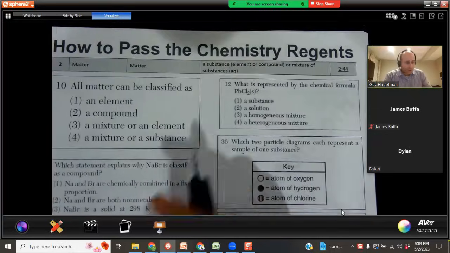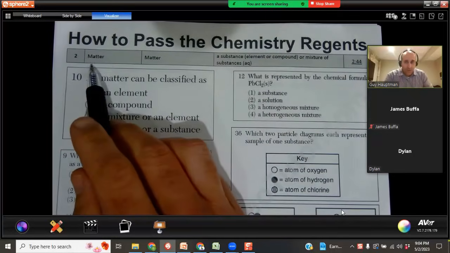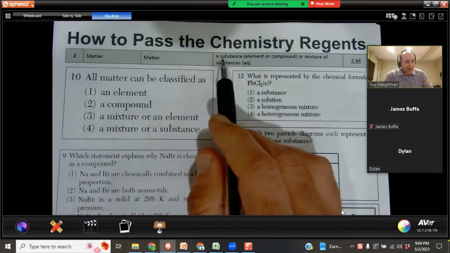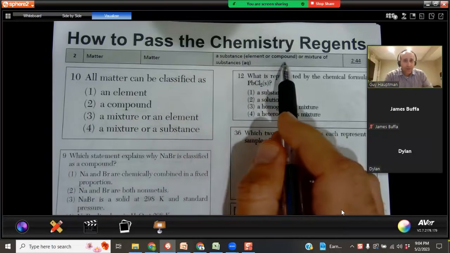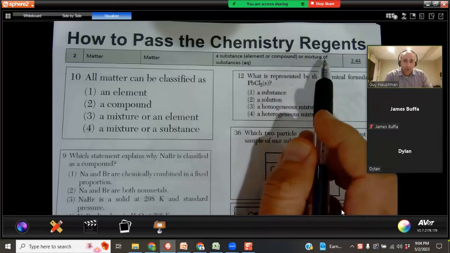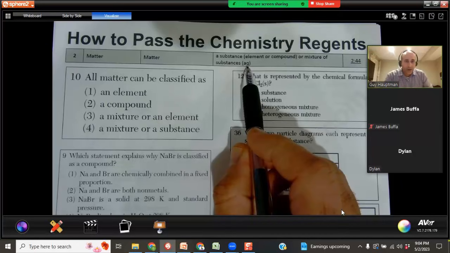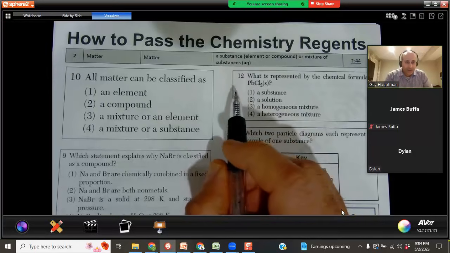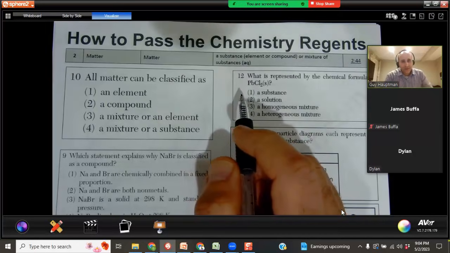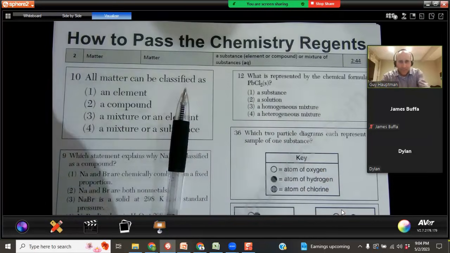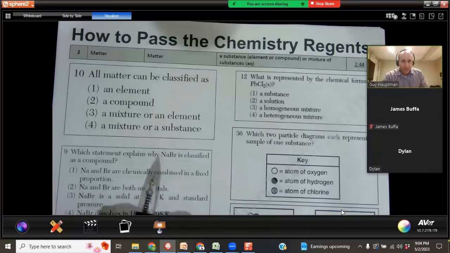All right, so here it goes. So we have way number 2, which deals with matter, and it says that matter is a substance, which could be an element or compound, or a mixture of substances. And this little AQ here stands for aqueous, which means when something is dissolved in water. And we're going to see that in just a minute.